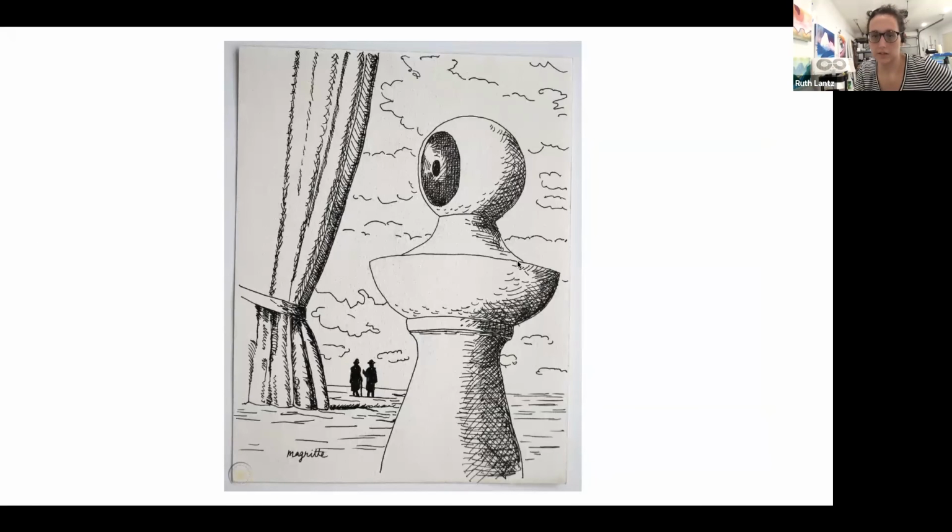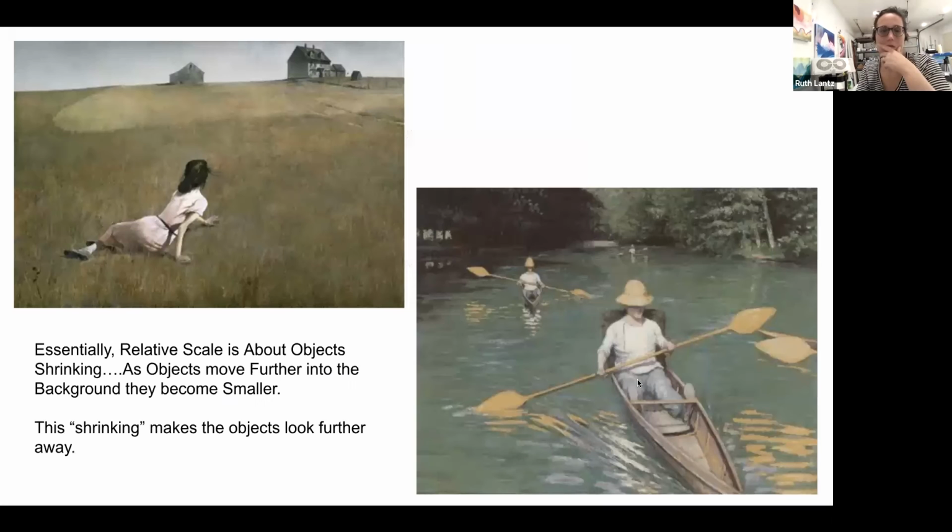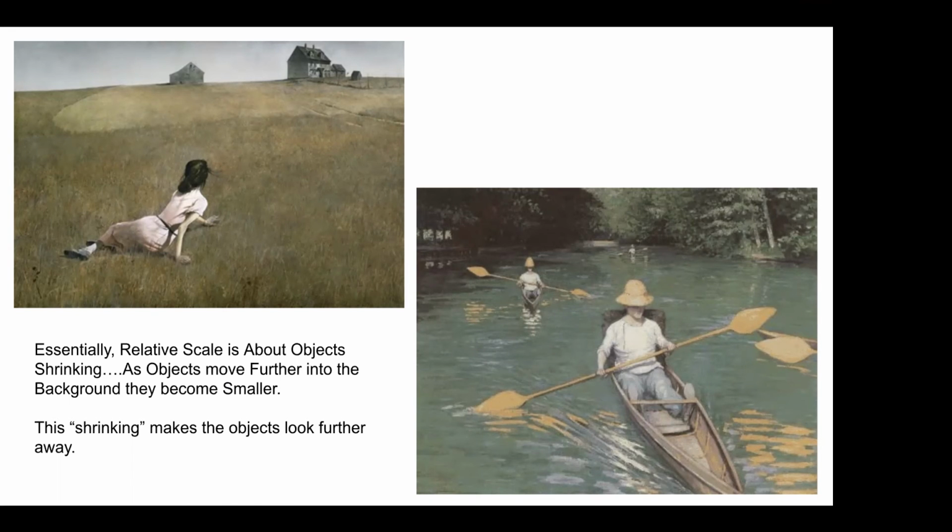And then here, this is a huge scale shift, right? This is really big. We can tell it's really close to us, whereas this is very small, so it feels very far away. So it's just giving us a sense of depth. These are just some more examples. So essentially, when we're talking about relative scale, we're just talking about how objects, as they go away from us, appear as though they're shrinking, right? They get smaller. And that shrinking effect just makes them look as though they are further away.